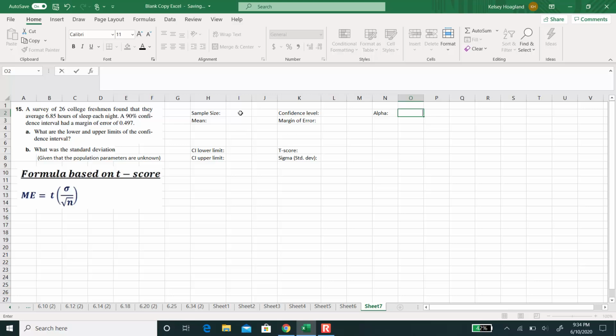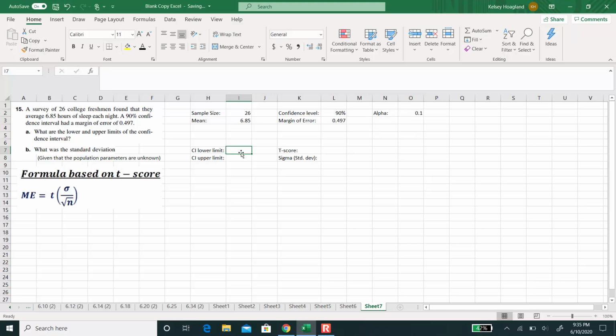So let's start with our sample size, which is given in the problem to be 26, and then our mean is 6.85. Our confidence level is 90%, and our margin of error is 0.497. So now we can find alpha. To find alpha, you take 100% and you subtract your confidence level of 90%, so that would be 10%, which is 0.1 as a decimal.